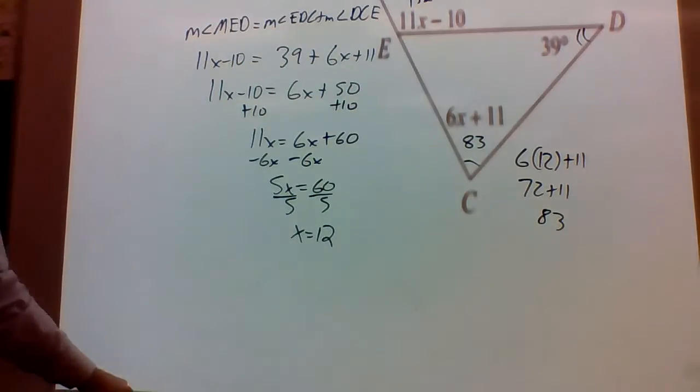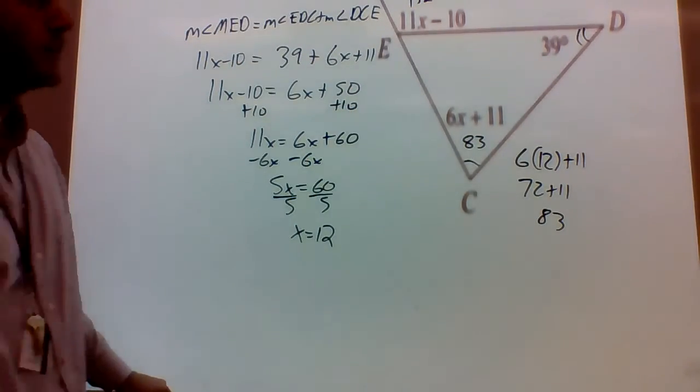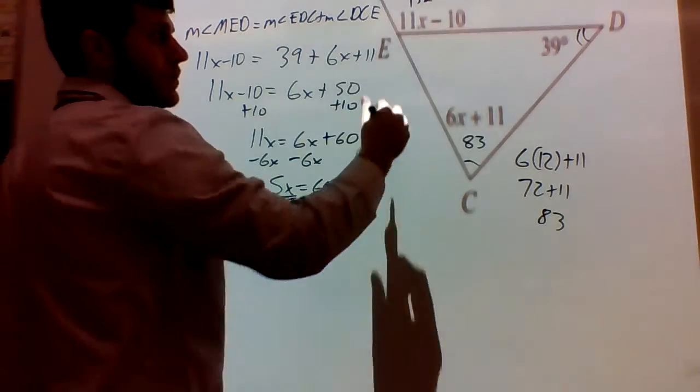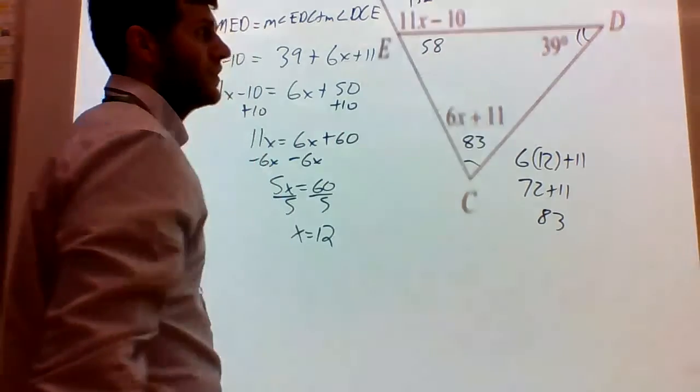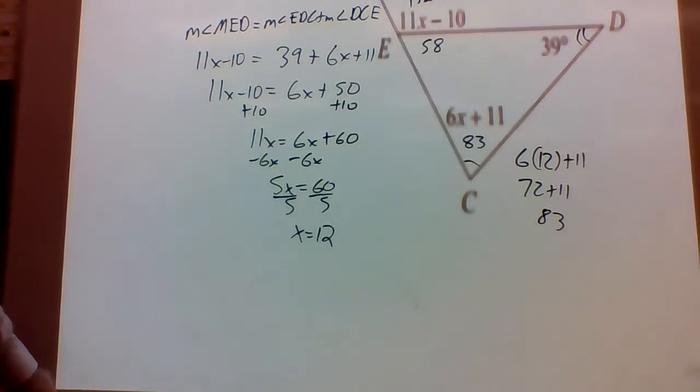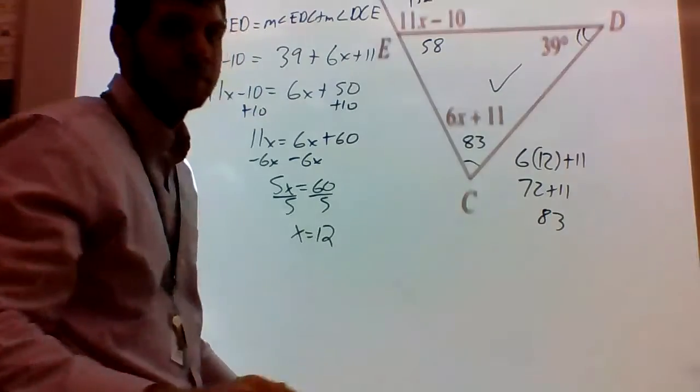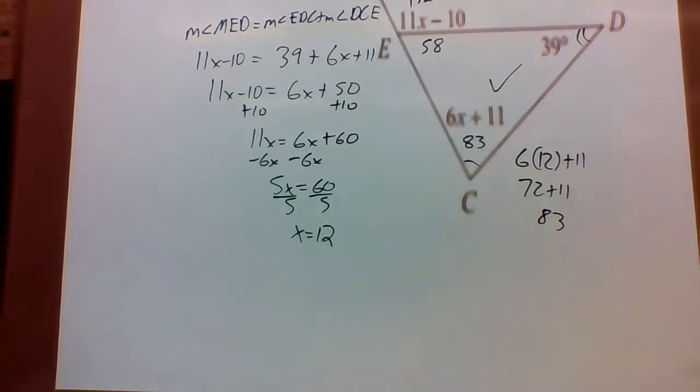Okay. If we want to check our answer, let's find this angle, so linear pair. So this is going to be 58. 58 plus 39 plus 83 had better be 180. That's going to be 97 plus 83 is going to be 180, so we know we have it right. Okay, one more example.